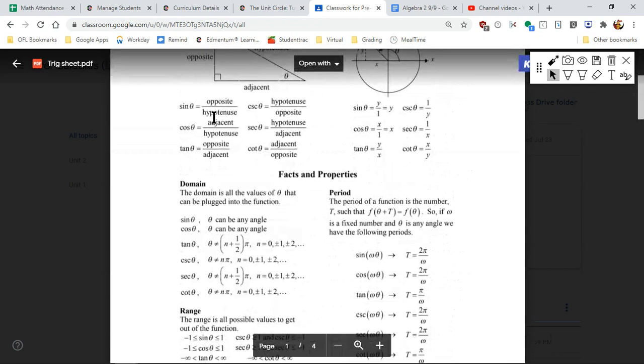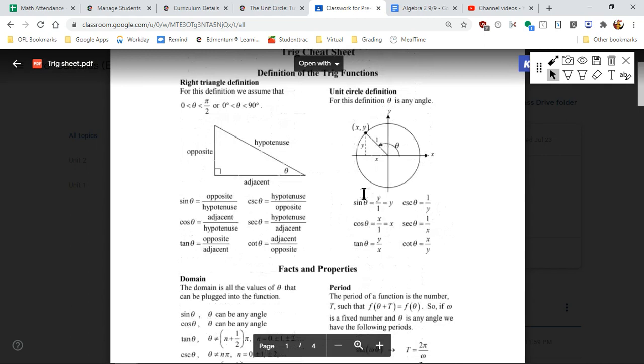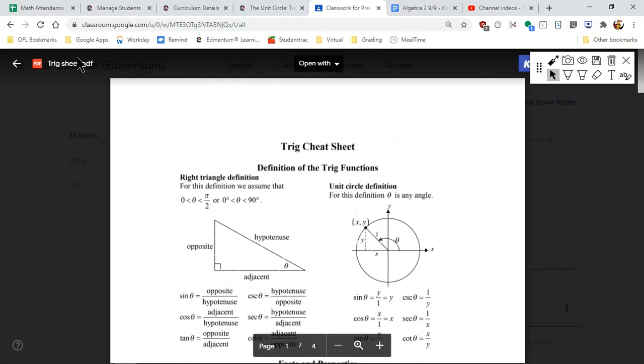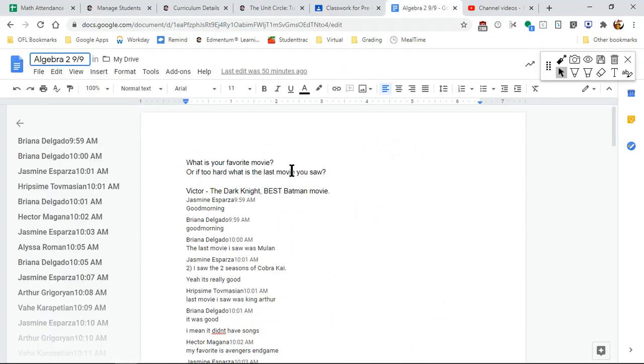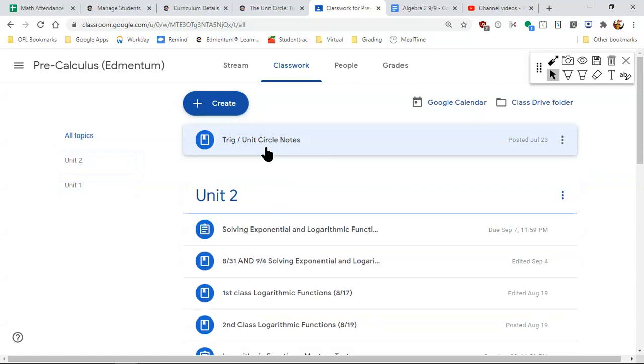Yep, opposite over hypotenuse, blah, blah, blah. Or sine is y, tangent is y over x. Yep, they're literally right here. So you guys can always print this out. It's in the class stuff. It's like the first thing I put.